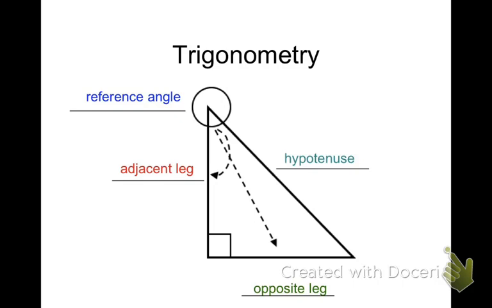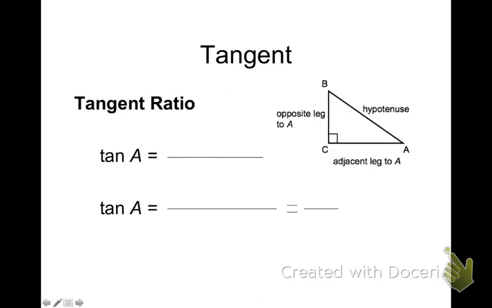So remember, we kind of already figured it out when we did our chart. The first column was opposite over hypotenuse, and we said that was the sine. The tangent ratio is going to be the opposite leg over your adjacent leg, which was that third column that you were figuring out. And I think this is already written in here for you.